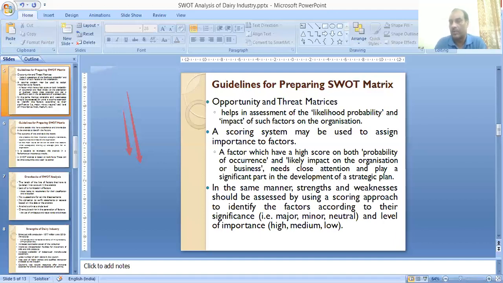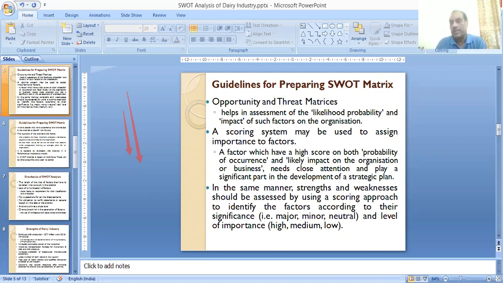And then there are major factors. Suppose there is a drastic change in the price policy, it will affect the entire dairy industry. Suppose the restrictions on import are lifted, then it will affect the industry. So this kind of measure, this type of drastic change which has major impact, and then there are minor impacts.